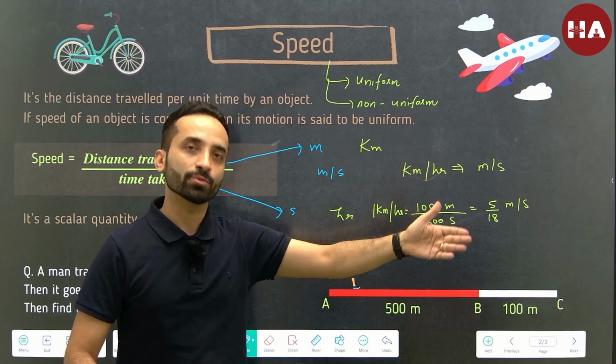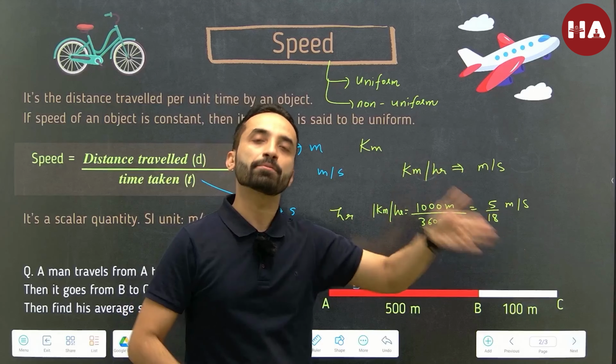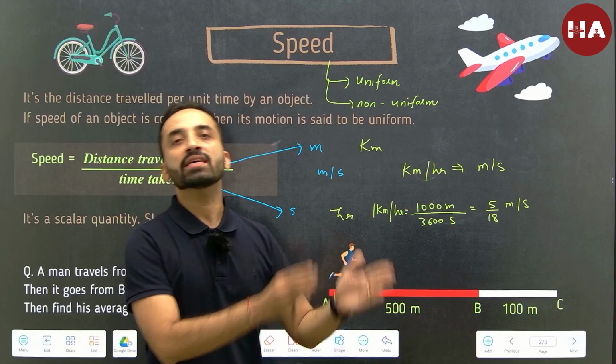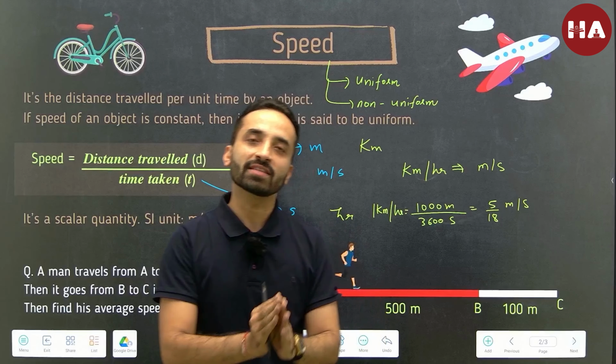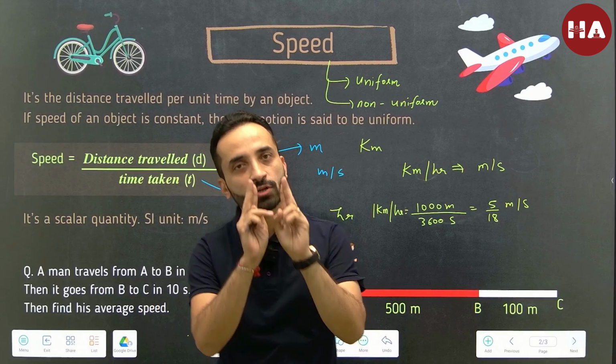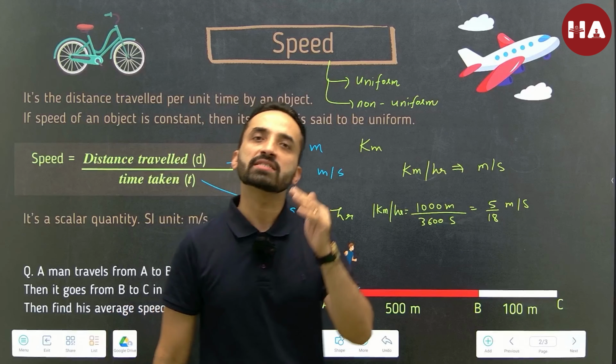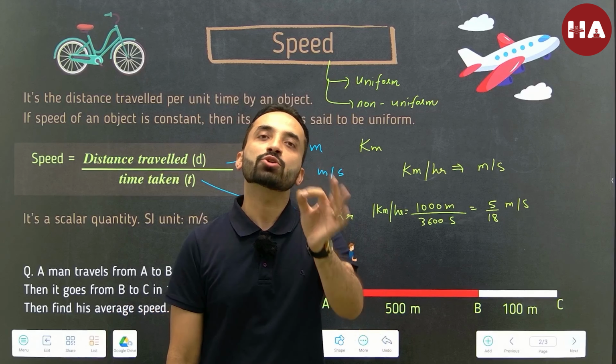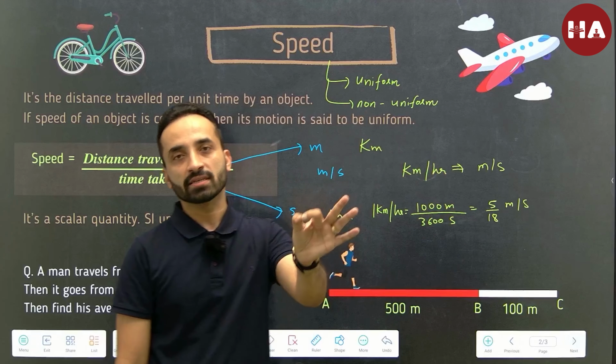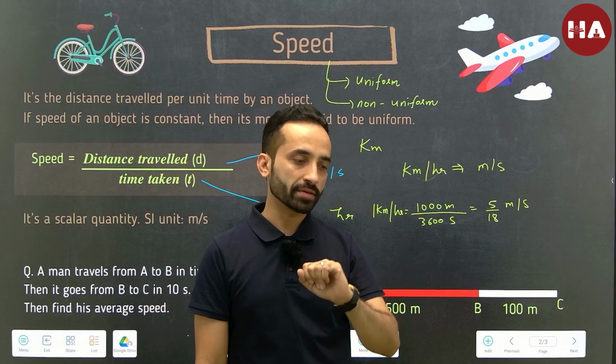So that value that you have at a particular point is called the instantaneous speed. So there are two types of speed. First is instantaneous speed, that is your speed at a particular instant, what your speedometer would be showing.